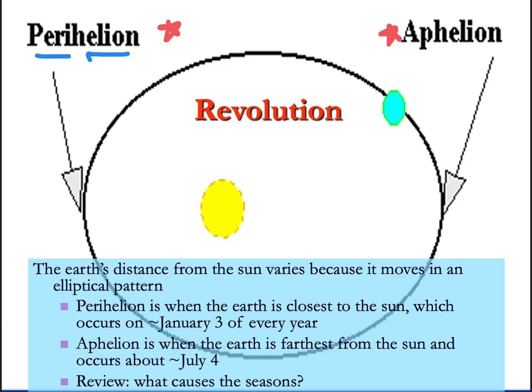Aphelion is the opposite, when Earth is farthest away from the sun and is actually traveling more slowly. Think A for away. This occurs on about July 4th. Now, this may sound backwards to you, but we are actually farthest away from the sun in the middle of summer on July 4th, and we are closest to the sun in the winter on January 3rd. So it isn't distance from the sun that causes seasons. Do you remember what causes it?